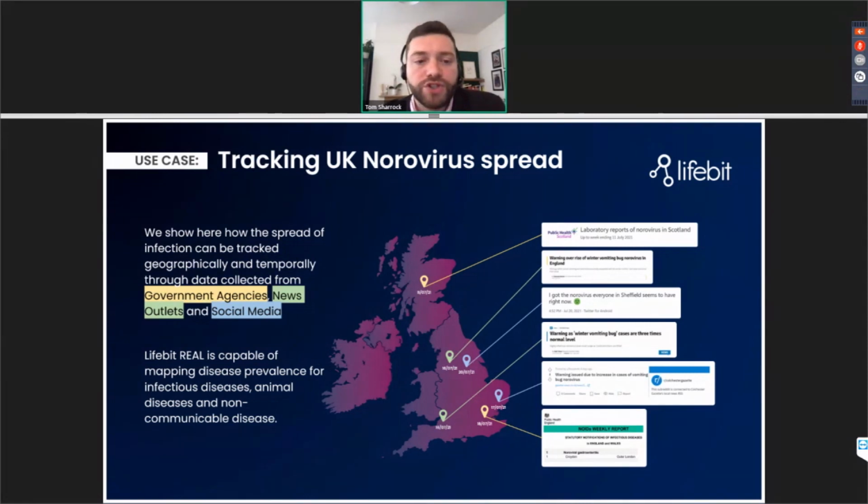And what we're able to do is actually map the prevalence of these diseases for both human infectious diseases, animal diseases, and also non-communicable diseases. And here you can see some good examples of different Reddit posts, for example, also government organizations, and also Twitter posts for norovirus mentions within the United Kingdom. And this can basically have the same use case on a variety of different other diseases.